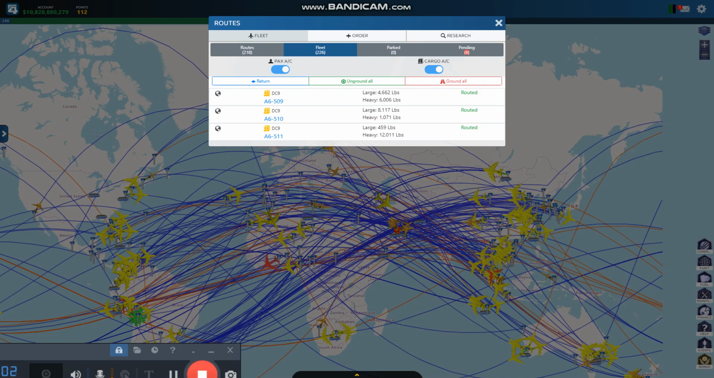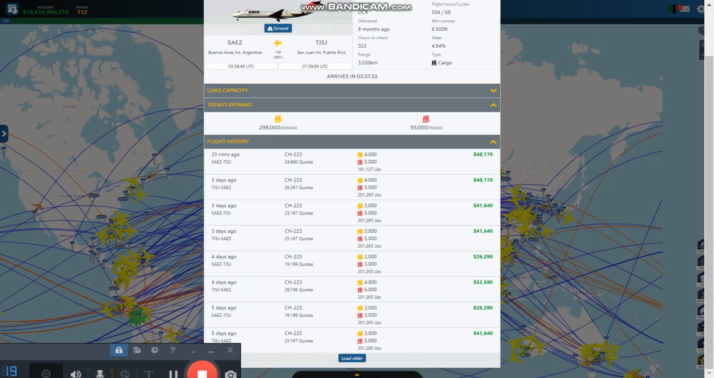Airline Manager 4, which is better with cargo, large load or heavy load? So I did some testing with three aircraft, three DC-9s, and I made one of them all large load, another one all heavy load, and another one that was kind of balanced. This is what I discovered.